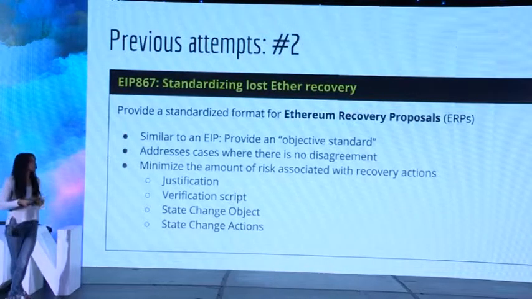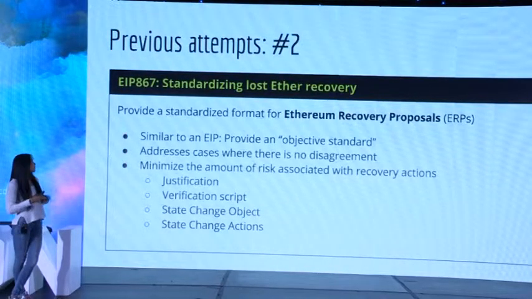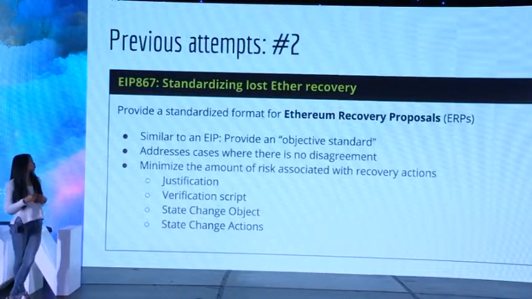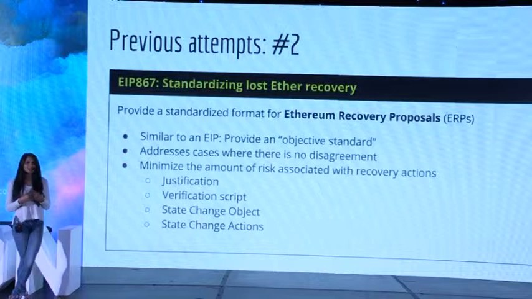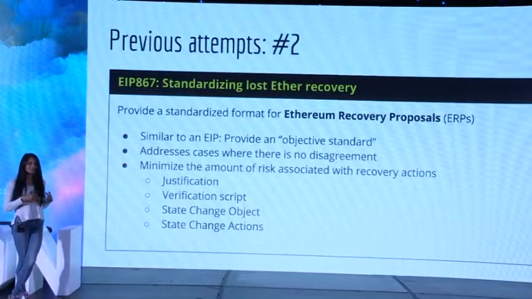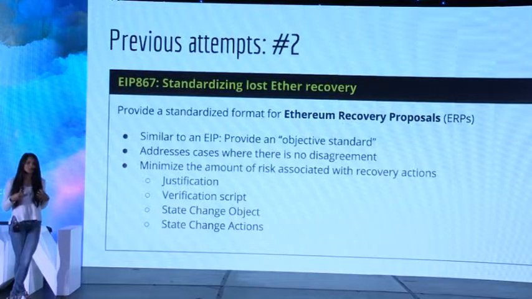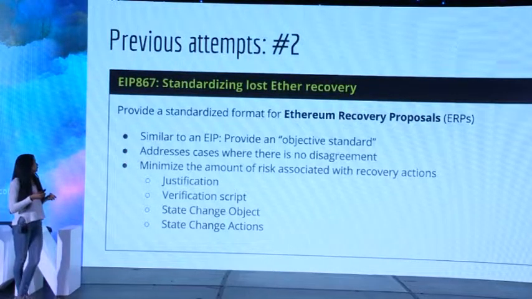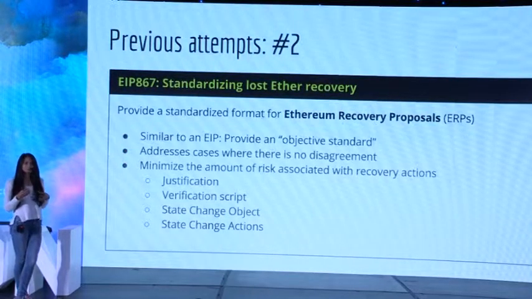Then the second attempt at a similar type of proposal, and this was after the Parity hack, was EIP 867. The proposal was to standardize the process of lost ETH recovery. So not just a one-time change, but actually standardize the process for how you do it. And not the process, but the format.